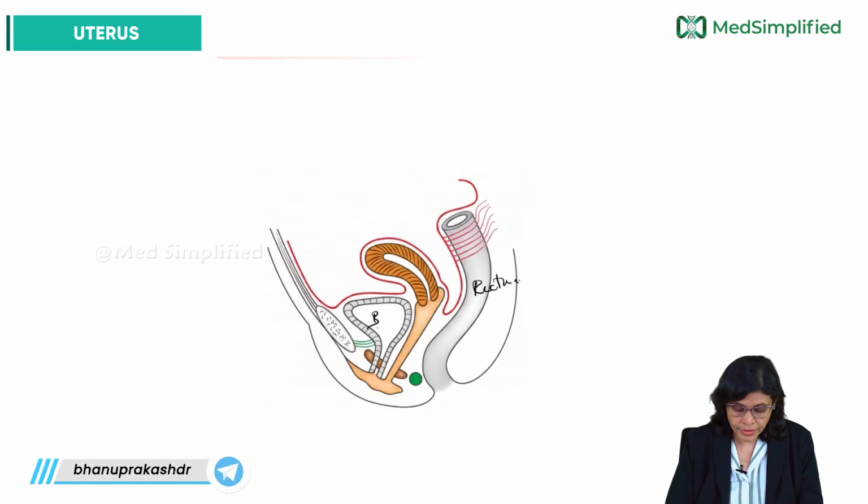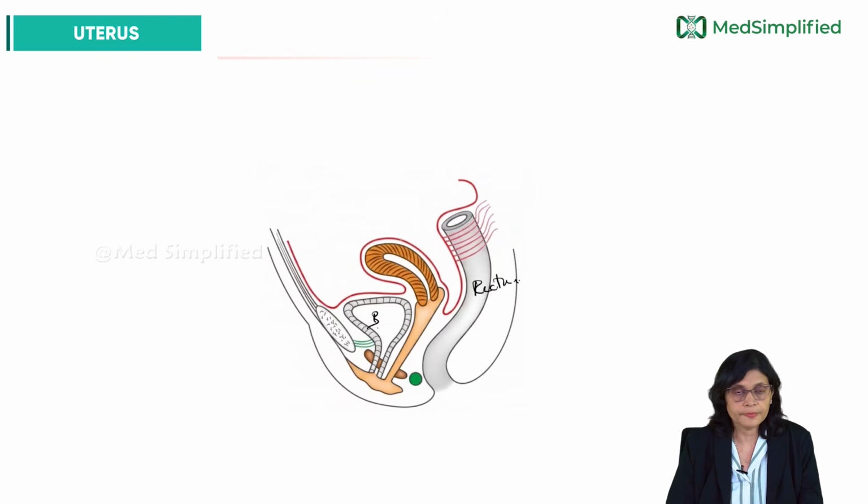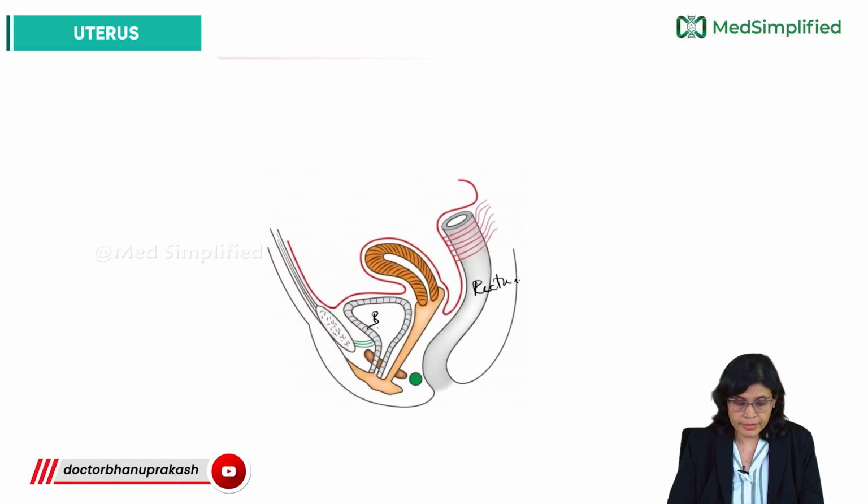Here the peritoneum will reflect over the upper part of the posterior fornix of the vagina, the posterior surface of the uterus, then over the fundus, and then over the anterior surface of the uterus. It then reflects onto the superior surface of the bladder and becomes continuous with the anterior wall of the peritoneum. So here it will form two pouches.